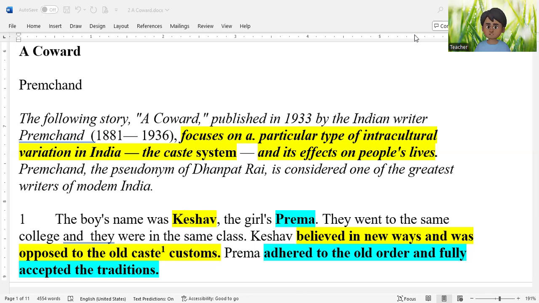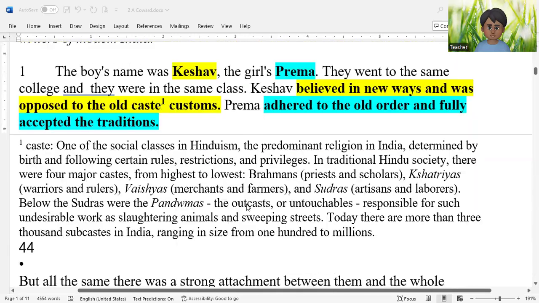The story focuses on intra-cultural variation, that is, the caste system, and its effects on people's lives. So, the major theme of this story is the caste system in Indian culture and its effect on people's lives. Let's read the story, paraphrase and analyze.